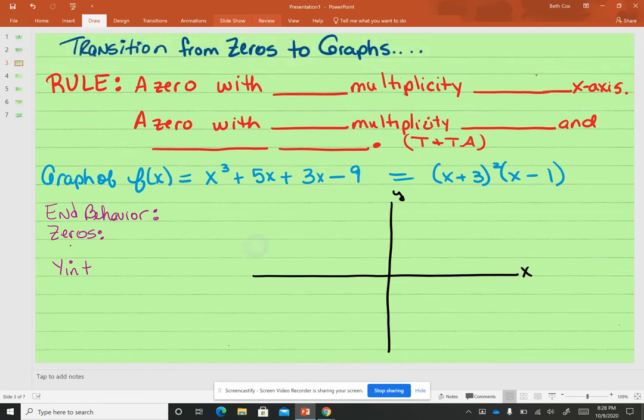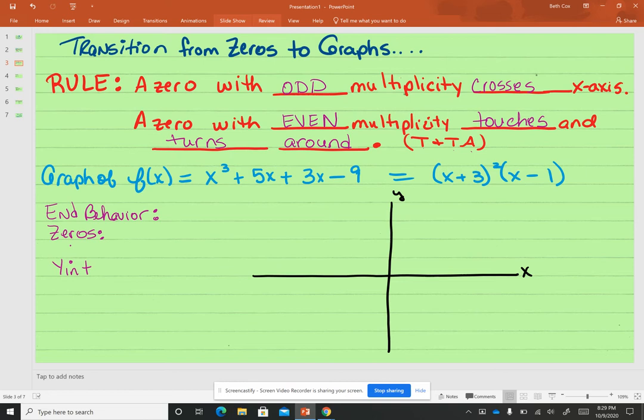A 0 with odd multiplicity crosses the x-axis, and a 0 with even multiplicity touches and turns around, abbreviated T and TA, touches and turns around. So the multiplicity tells us what it's going to do with our graph.